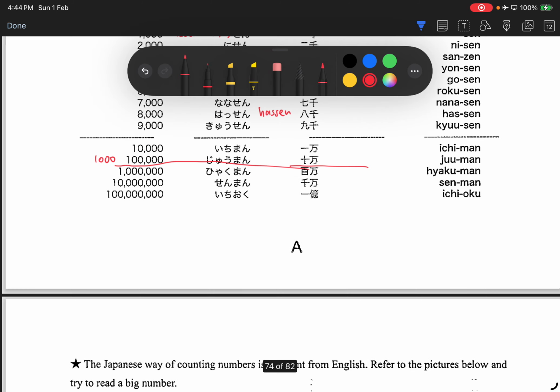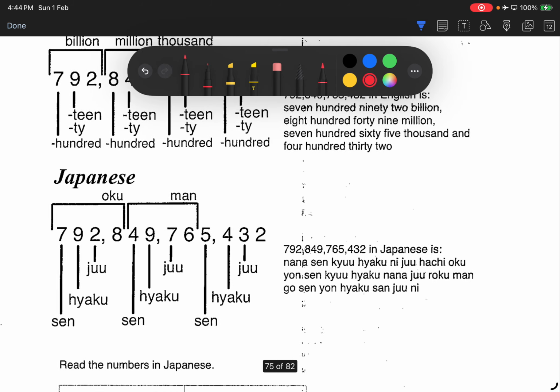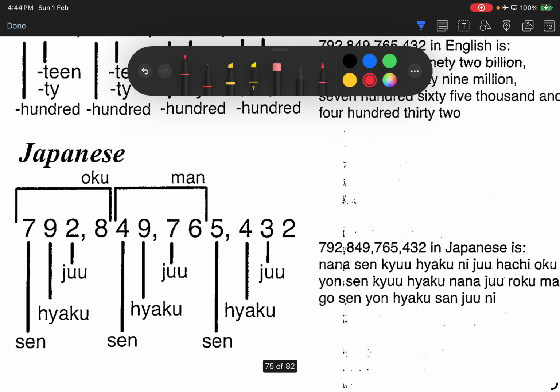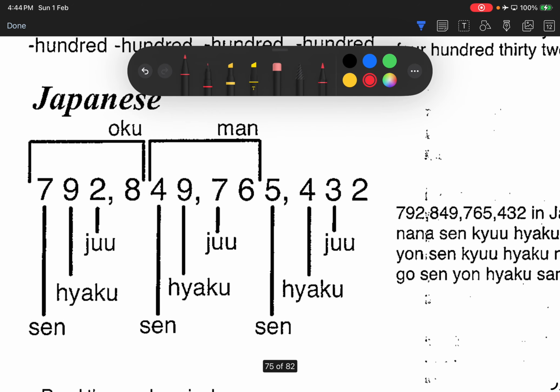Okay. So far so good. How to form the number? I told you it's the same as Chinese. So if we look at this on the next page, look at the Japanese one. For English, the comma is every 3 numbers, correct? For Japanese, you can imagine there's an invisible comma every 4 numbers. Why 4? Because 4 is our man, our ones. And after man will be our oku series. This is why I say we split by 4, 4, 4.